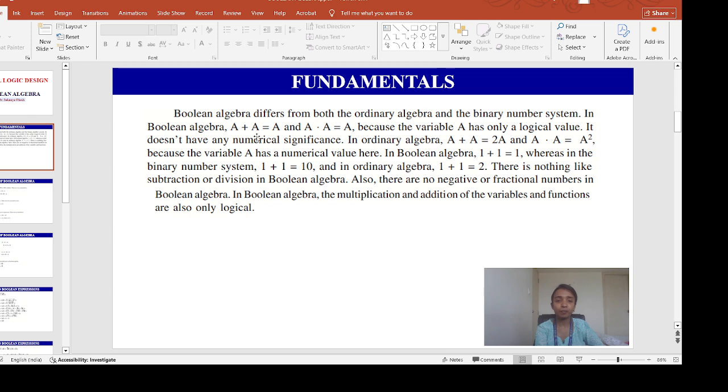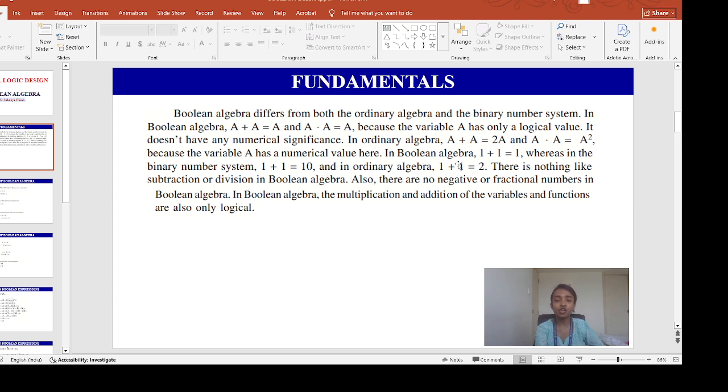In Boolean algebra, if we add A plus A, it will give us A. And if we multiply A and A, that means A dot A, it will give us A. Because the variable A has only a logical value. It doesn't have any numerical significance. Whereas in ordinary algebra, A plus A, we know it is 2A, and A dot A, it is A square. Because the variable A has a numerical value here.